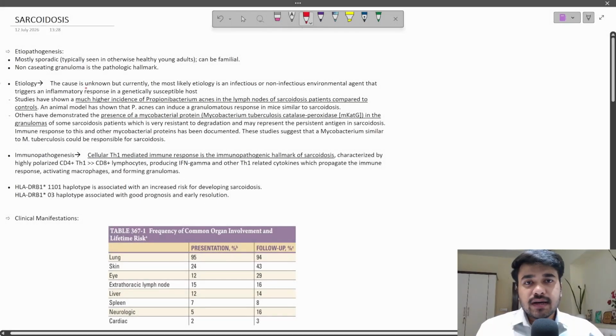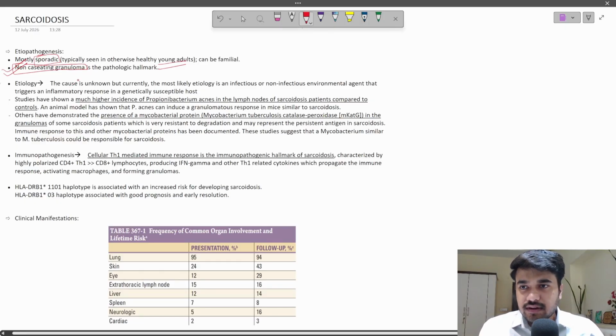Starting off with the etiopathogenesis of sarcoidosis. It is mostly a sporadic condition, typically seen in otherwise healthy young adults, but it can also be familial. Non-caseating granuloma is the pathological hallmark of sarcoidosis. It's a very important keyword. You can compare it with caseating granulomas, which are more suggestive of infective conditions like tuberculosis. So in sarcoidosis, non-caseating granulomas are seen.